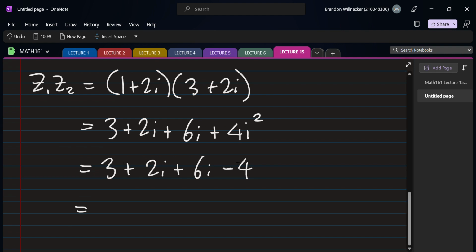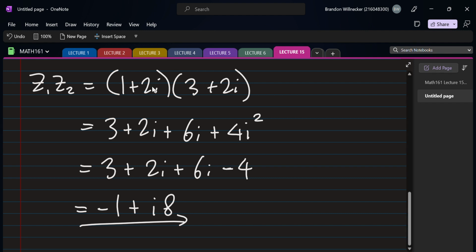Okay, now the real parts we can combine. So the 3 and the minus 4, that will be a minus 1 for the real parts. And then the 2 plus the 6, that will be i times 8. Okay, or you can write it as 8 times i. It doesn't matter which way you put it. Okay, so that's what we get for z1 times z2.